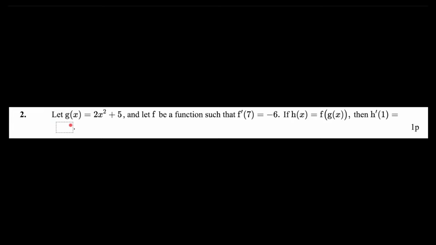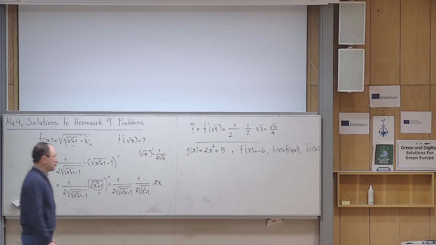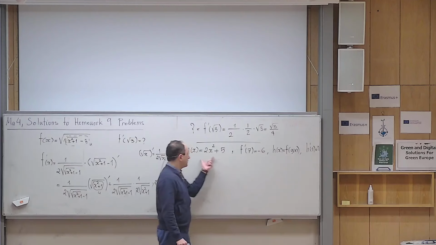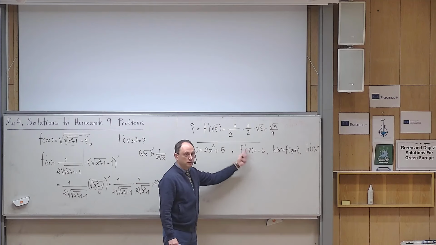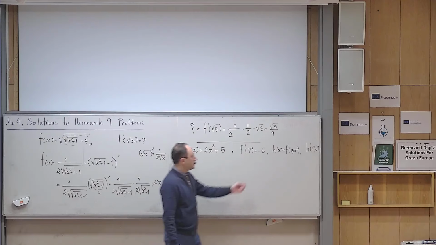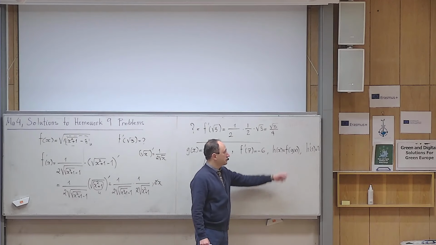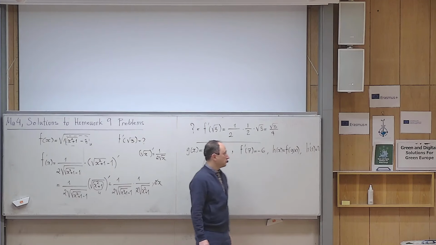So the next question is, let g of x be equal to 2x squared plus 5, and let f be a function such that f prime of 7 is minus 6. If h of x equals f of g of x, then what is the number for h prime of 1? This is also a very standard exercise in the chain rule, okay? A function g is given. We don't know f, but we have one piece of information about f. We know f prime of 7 is minus 6, and the function h of x is given to be f of g of x, f after g. h prime of 1 is wanted.